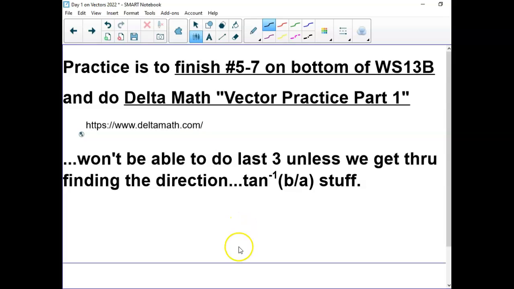So tonight, you finish those 3 questions on worksheet 13B, and you can start on vector practice 1. If you wanted to look at vector practice 2, a whole bunch of it is really easy stuff, but I'll go over it tomorrow, okay? Any questions?